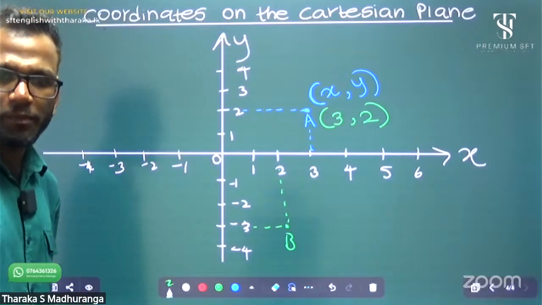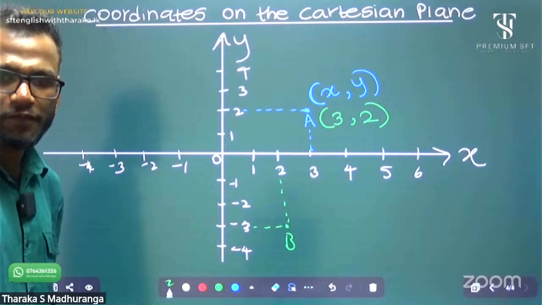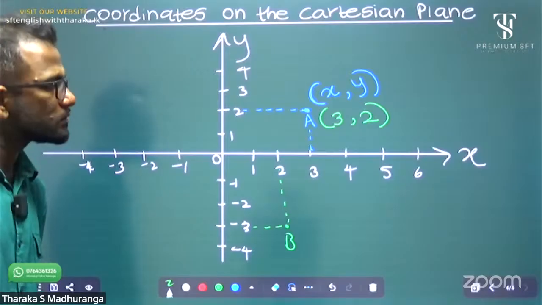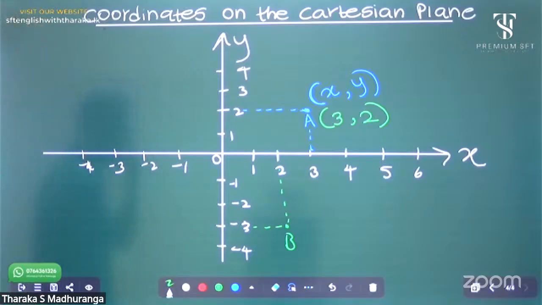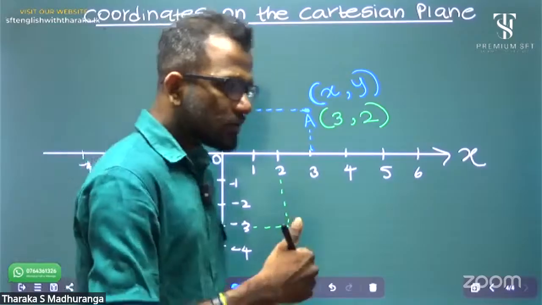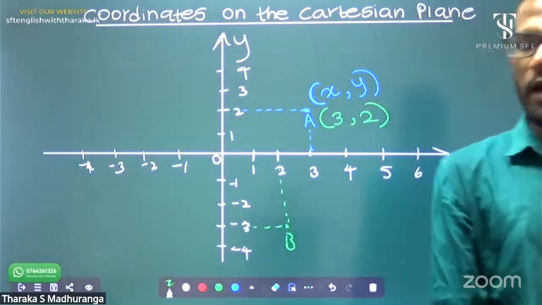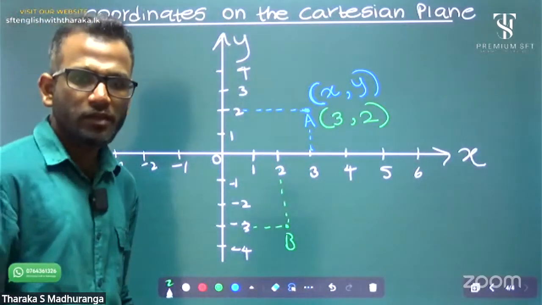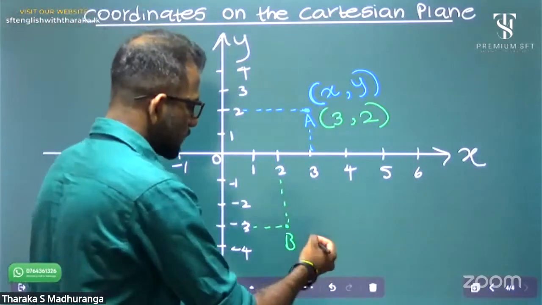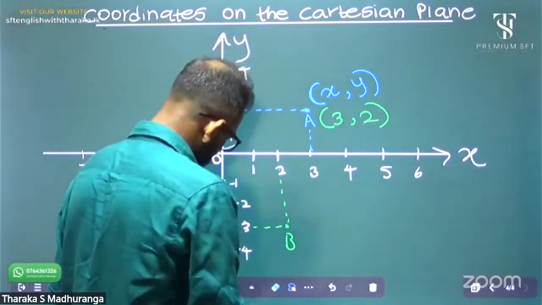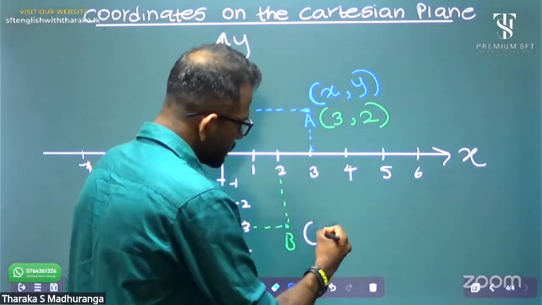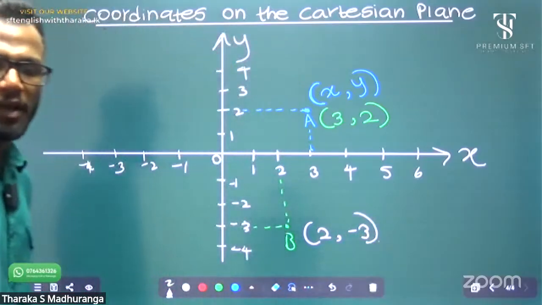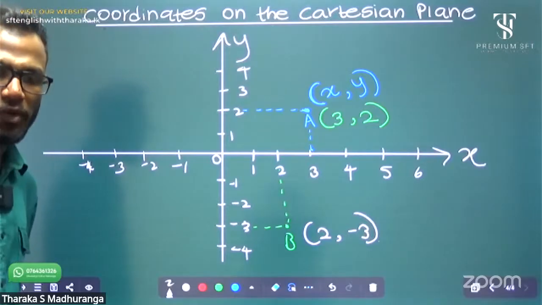What are the coordinates of point B? Vihanga, okay. Sadev, first the x value, second the y value. Yes, very good. All are correct. The coordinates of point B are 2, -3.